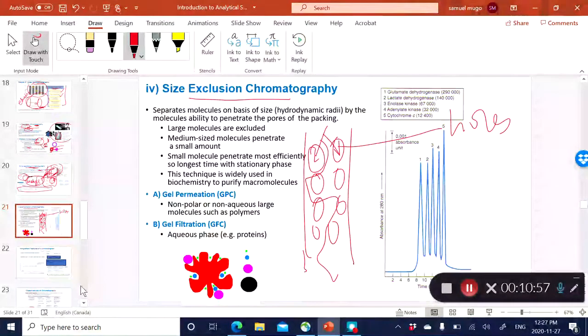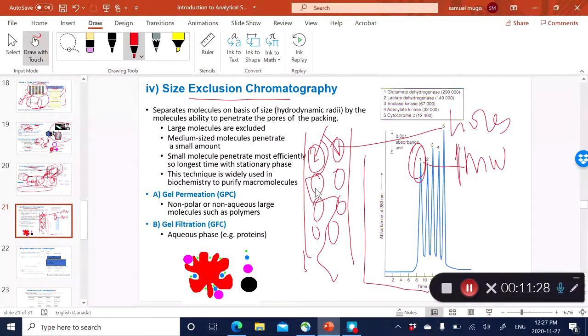So size exclusion is just a sieve essentially, so these beads are behaving like sieves. The large molecules are excluded, because they do not penetrate inside the beads. The medium-sized molecules and the small molecules penetrate the beads preferentially. And so in the end, you've got a chromatogram that looks like this. The early eluting peaks would be the big molecules. And the later eluting peaks would be the small molecules, because they got retained very strongly.